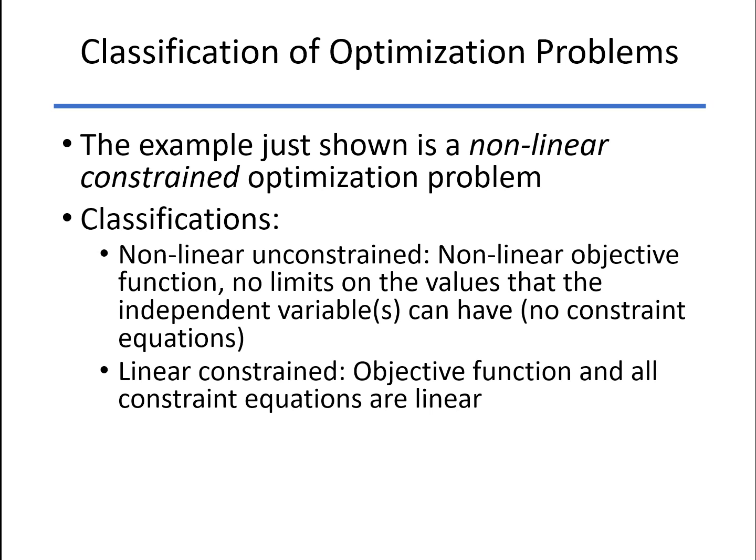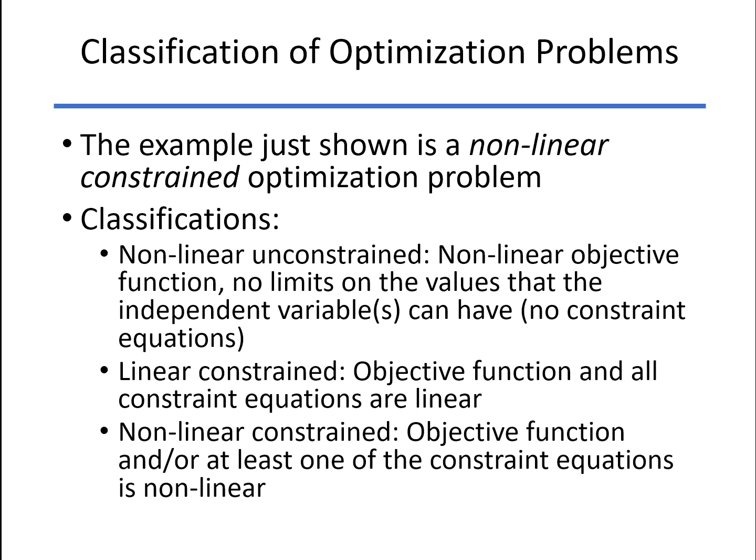And finally, like the problem we just looked at, we'll look at nonlinear constrained equations. What that means is either the objective function or one or more of the constraint equations are nonlinear, then it falls into this category of nonlinear constrained. Again, just like the beam problem we just looked at, which we will solve a little bit later on. So with that in mind, the next one we're going to look at, we'll look at some tools for solving nonlinear unconstrained problems.